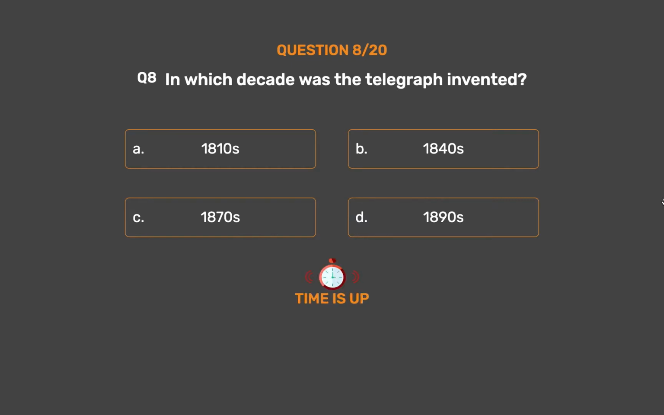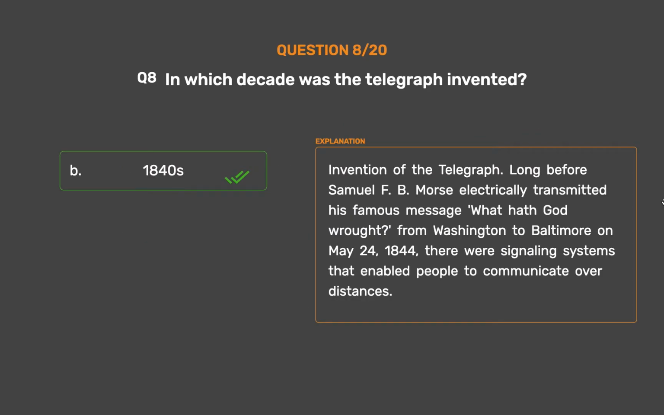The correct answer is option B, 1840s, invention of the telegraph. Long before Samuel F. B. Morse electrically transmitted his famous message, "What hath God wrought?" from Washington to Baltimore on May 24, 1844, there were signaling systems that enabled people to communicate over distances.